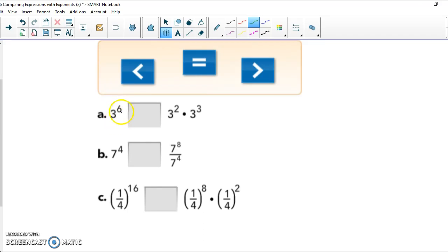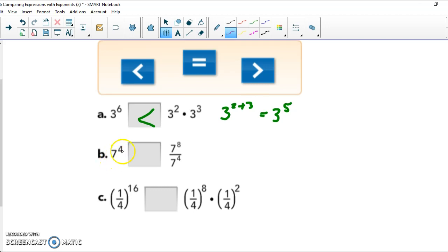So in part A, I have 3 to the 6th. And on the right, I have 3 squared times 3 cubed. I see I'm multiplying. I have the same base, so I can keep my base and add the powers. So 2 plus 3 would be 5. So on this side, I really have 3 to the 5th, which is going to be less than 3 to the 6th.